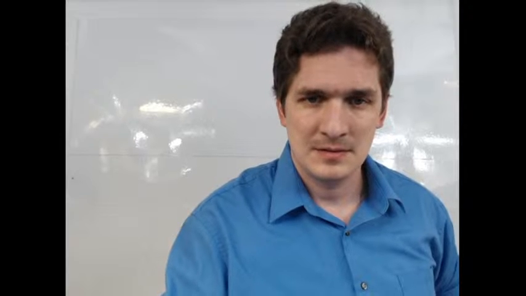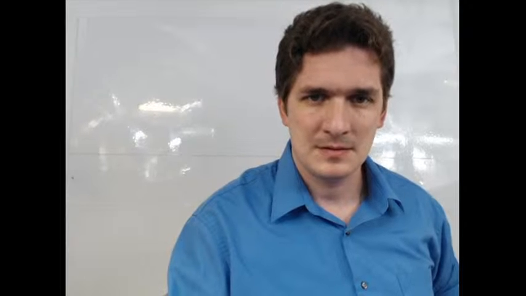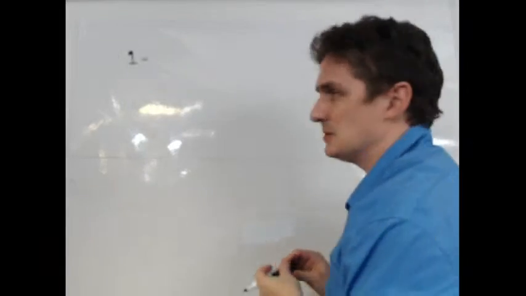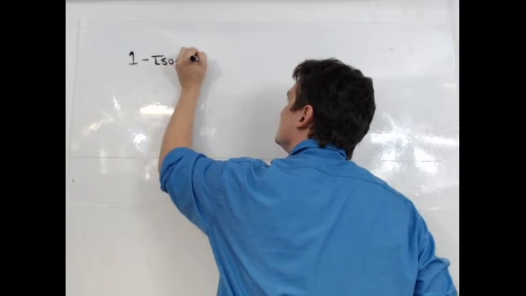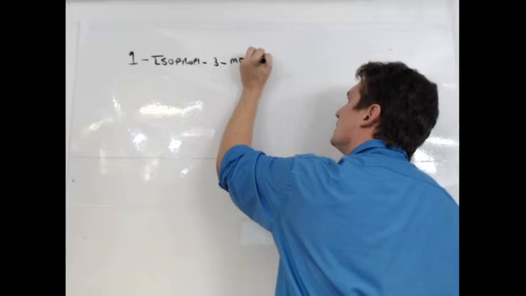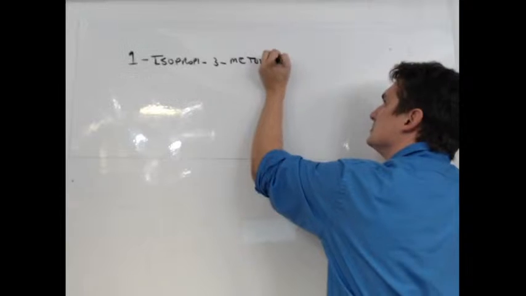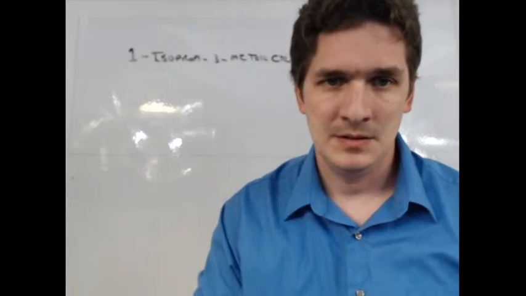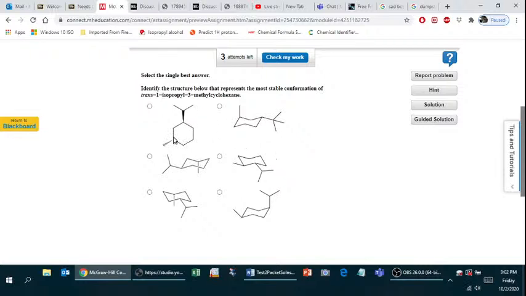48 in the online homework. So identify the structure below that represents the most stable conformation of trans 1,2-isopropyl 3-methyl cyclohexane. So 1-isopropyl, 3-methyl cyclohexane. So I'll show you my version of the problem. So which ones can I eliminate off the bat? Well, they're 1 and 3, which means they have to be 3 atoms apart.